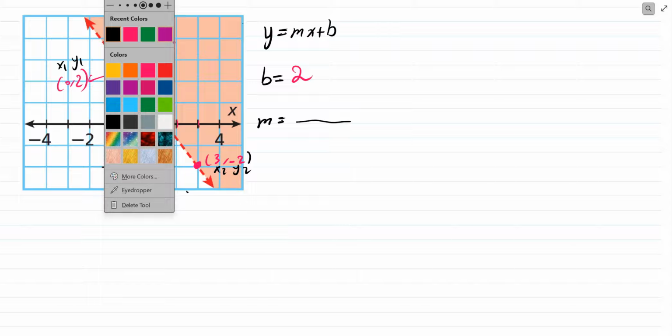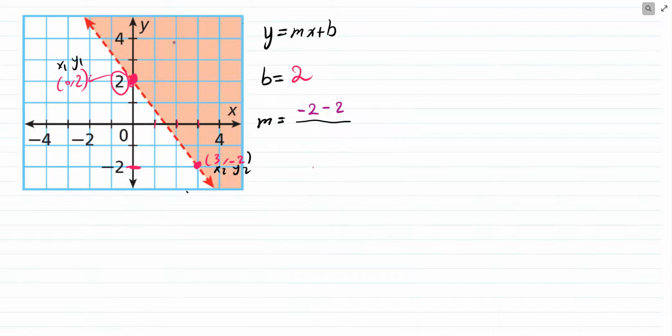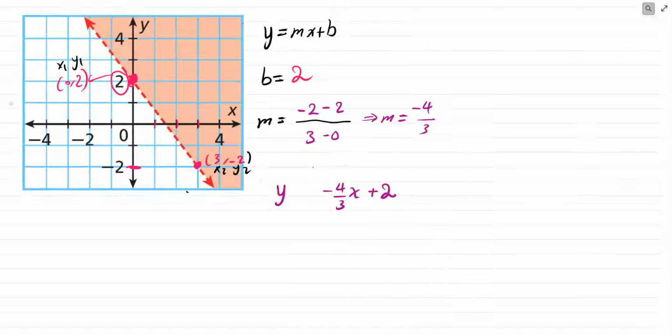So we will get the answer: y2 minus y1, negative 2 minus 2, over x2, which is 3, minus x1, which is 0. So the final answer is m equals negative 4 over 3. So I found both of them. Great. So let's substitute and get the inequality. I will have y, instead of m I will write negative 4 over 3 x plus, instead of b, I will write 2.